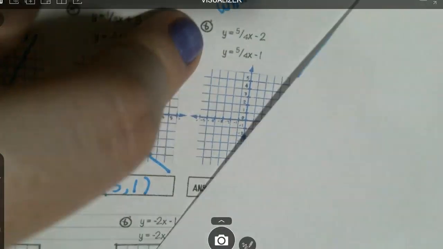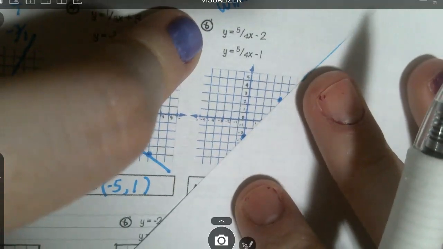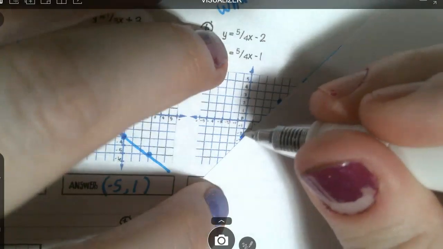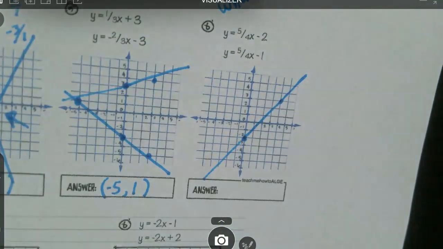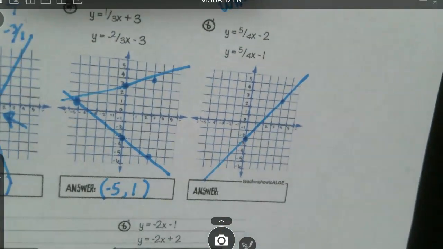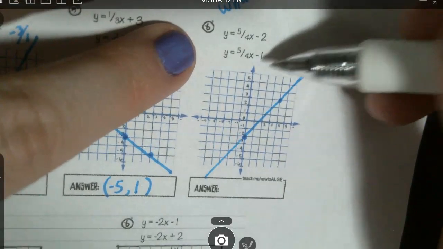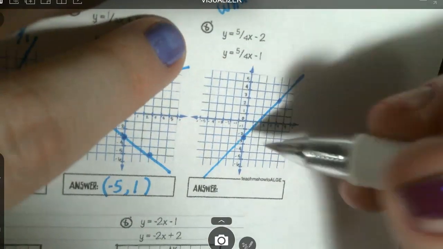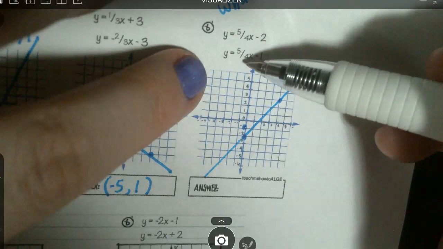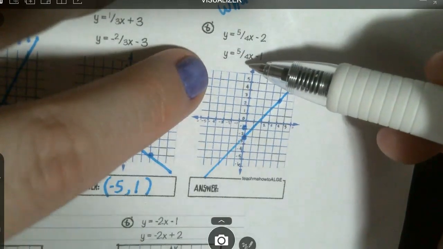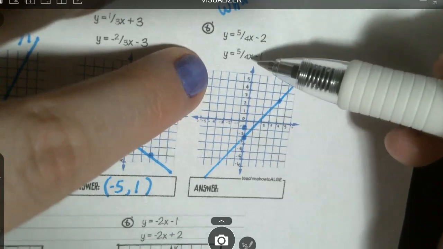Use my straight edge so I get a nice straight line. And there it is. All right, first equation, done. Let's do the second equation. The second equation has an intercept of -1 right there. Now here's the interesting part. The slope is exactly the same as the other one we just did. And this is what makes this particular problem so interesting.